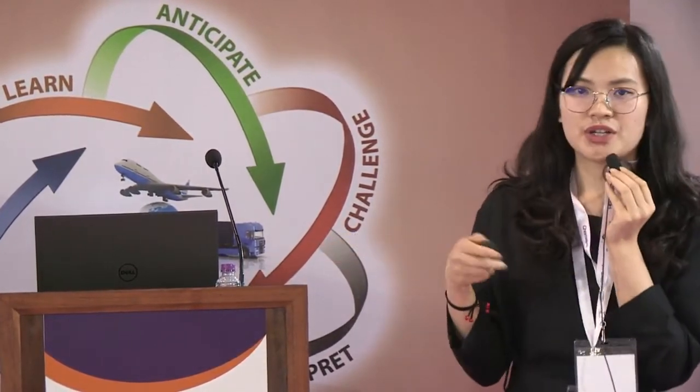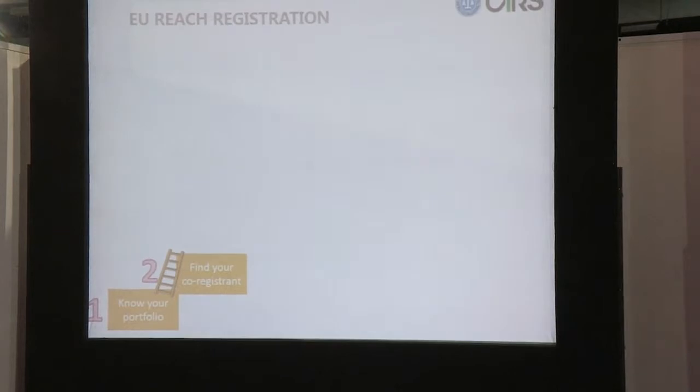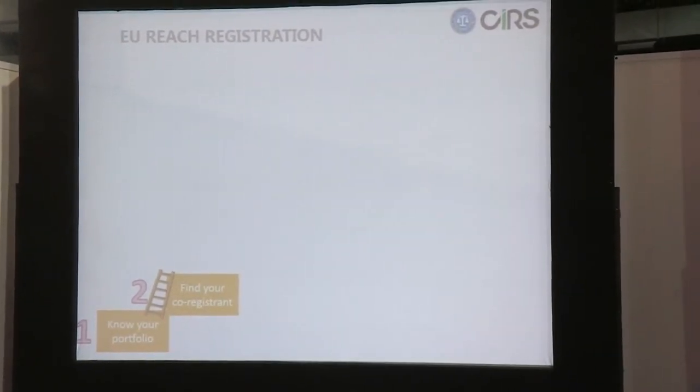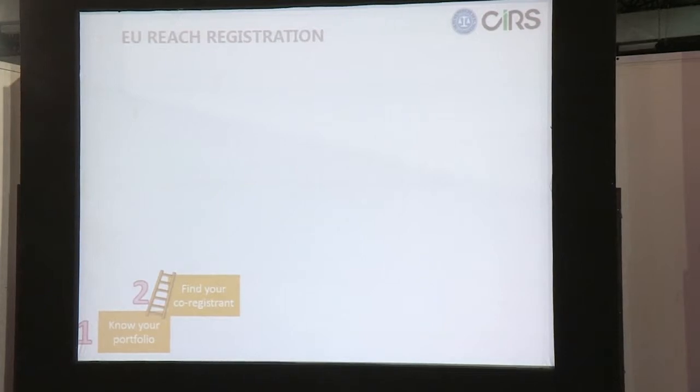And after you know what substance, what tonnage band, and what usage you have for your product, then you are going to find your co-registrants. These co-registrants are similar companies to yourself. Maybe they are exporting the same substance as you do. You need to find them, you need to communicate with them, you need to share the cost of the data and experiments done before. There are two scenarios here. The first one is there is already a lead registrant who has already finished all the registration.